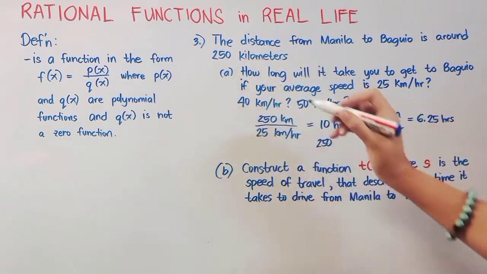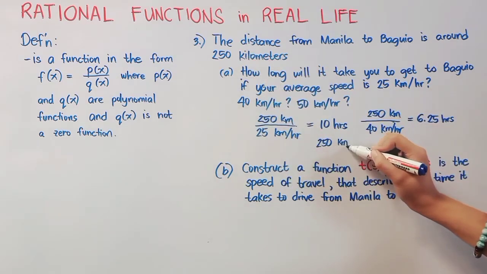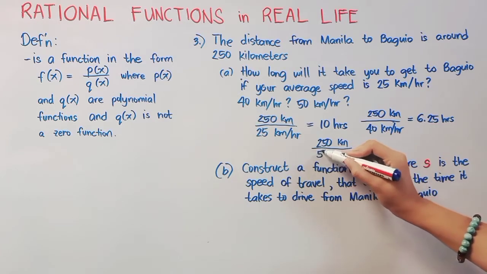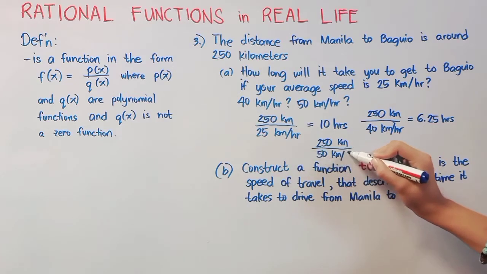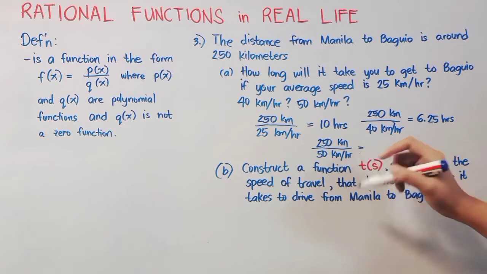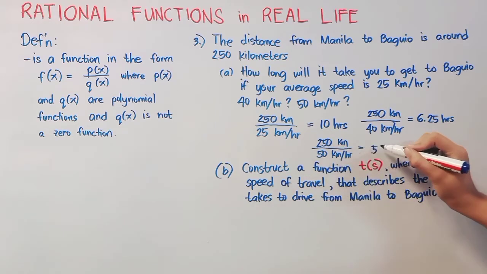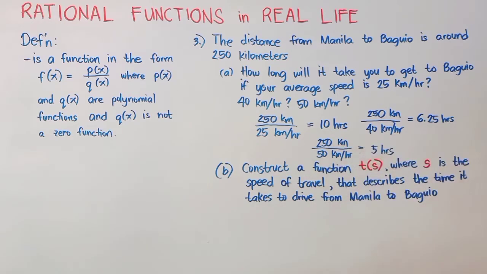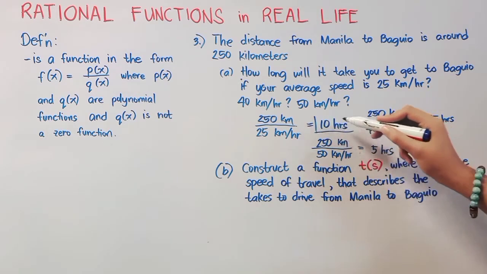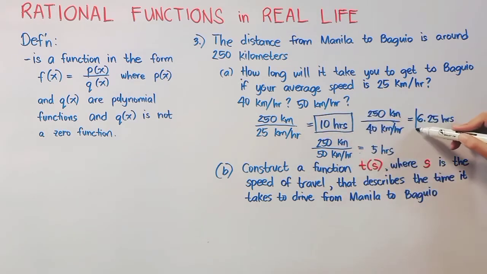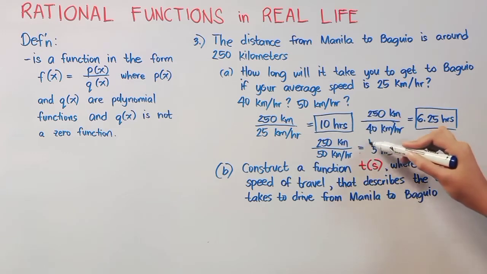Next is 50 kilometers per hour. Doing the same thing, we'll simply divide 250 kilometers by 50 kilometers per hour. That will give us a result of 5. Therefore, it will take us 5 hours to get to Baguio if our average speed is 50 kilometers per hour.